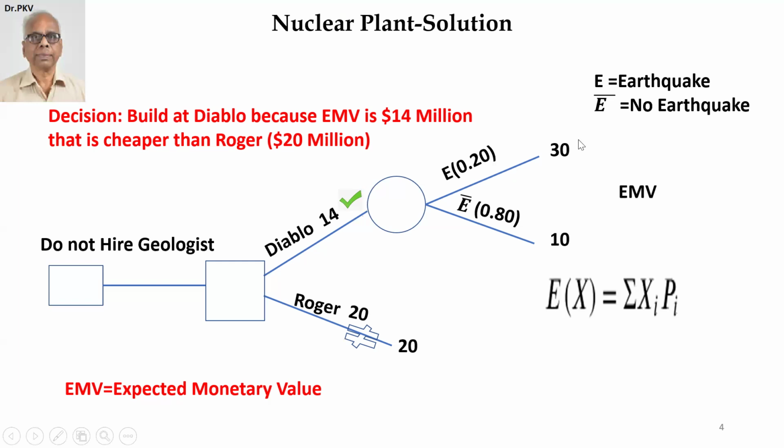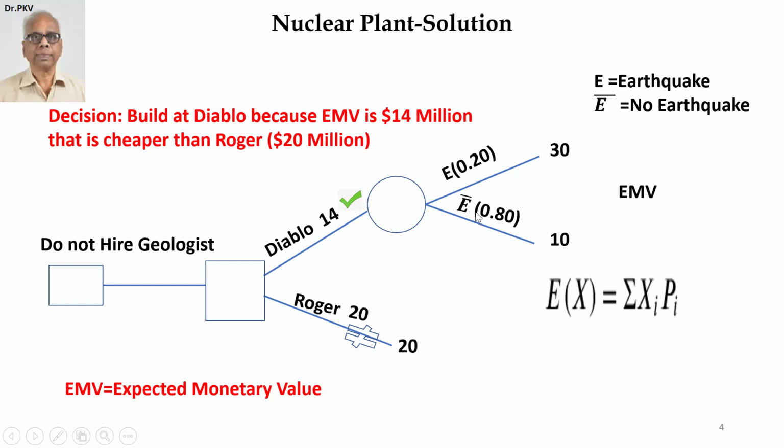in Roja, which means overall I am incurring $30 million. How? The Diablo plant is terminated. I have already sunk $10 million, and I'm building a new plant in Roja. Therefore, 20 plus 10 is 30. So the probability is 20% that I will have to spend $30 million.